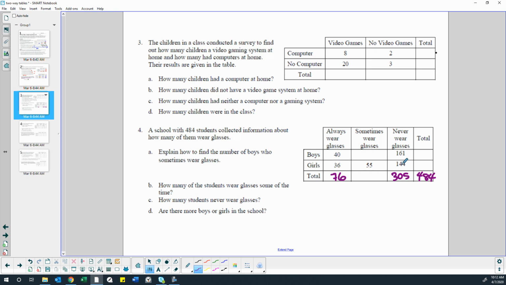Okay, then I can total these three numbers, so 36 plus 55 plus 144 is 235. That goes right here. All right, that's all the adding I can do. Now I need to do some subtraction. So to find this number, I'm going to go 484 and subtract 235, and I get 249.